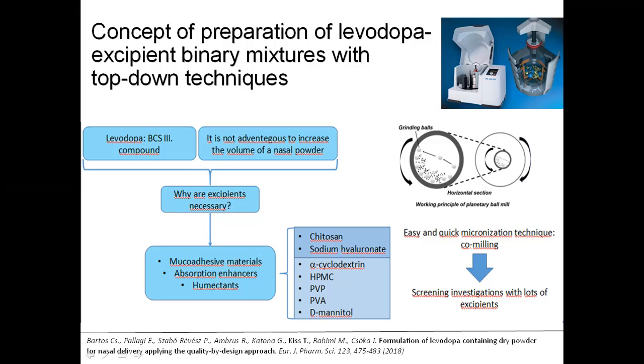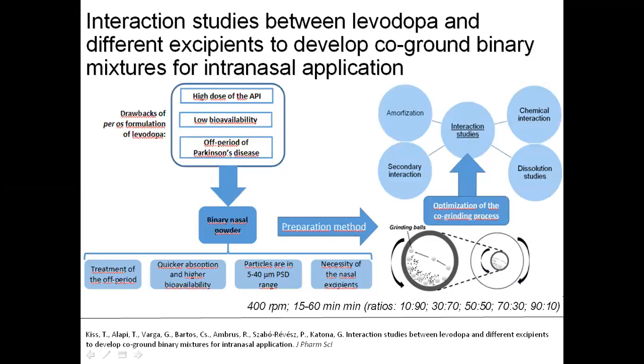Moreover, cyclodextrin can open the tight junctions. For the preparation of levodopa excipients binary mixtures, a planetary ball mill was applied, where two process parameters were changed: the grinding time and the levodopa excipients ratio. The grinding was carried out for 60 minutes at 400 RPM as the different levodopa excipients mass ratios were co-ground. The effect on the average particle size, the dissolution, and physicochemical interactions was tested.